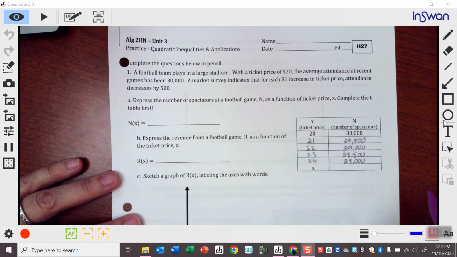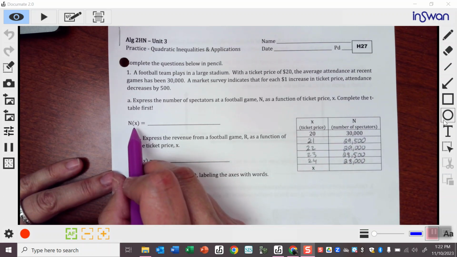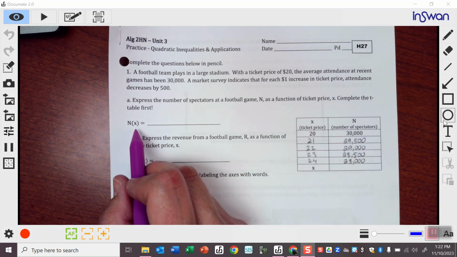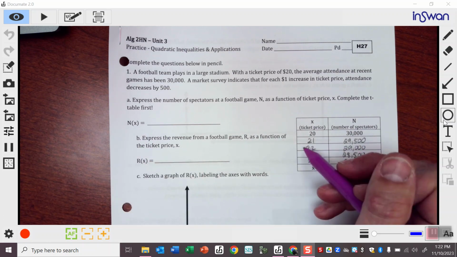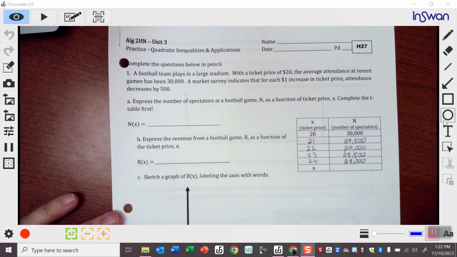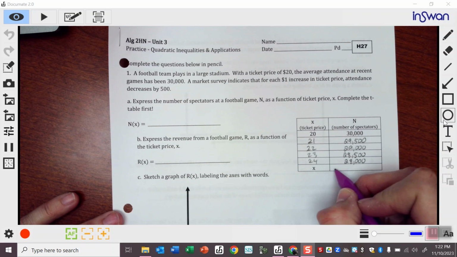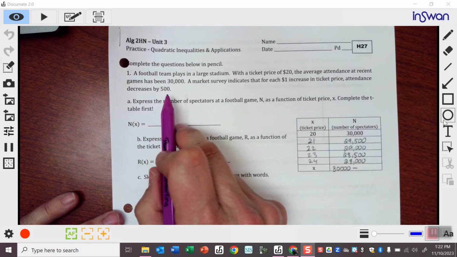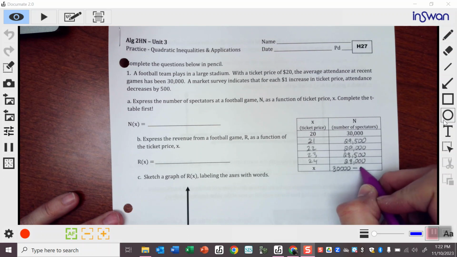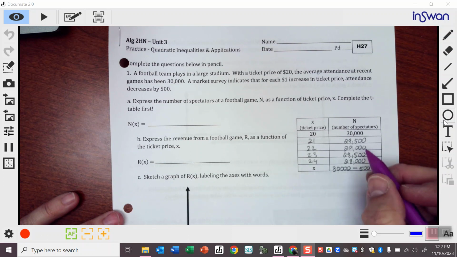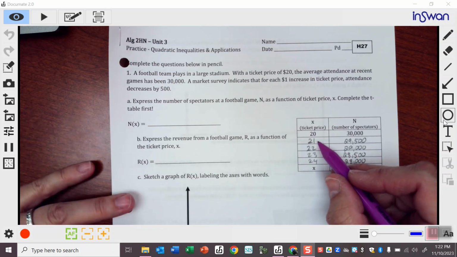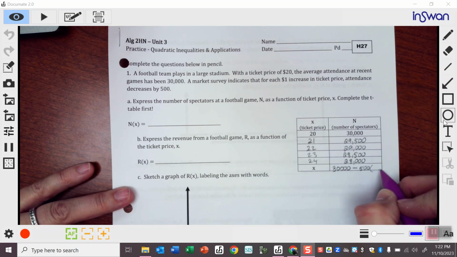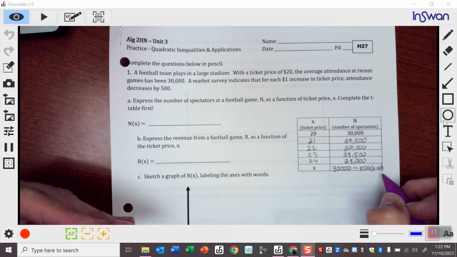So we want to come up with an equation of what's happening for the number of spectators. That's going to be our formula for n of x. What's the number of spectators? Well, the number of spectators depends on the x value, the price. So we were starting at 30,000, so we'll put that. We're taking off 500 for every dollar over 20. So what we want here is to take whatever we're going to charge minus 20. That'll get us the amount over 20.